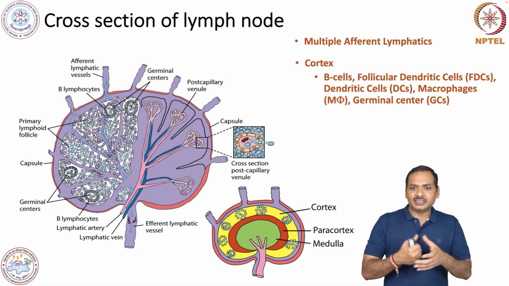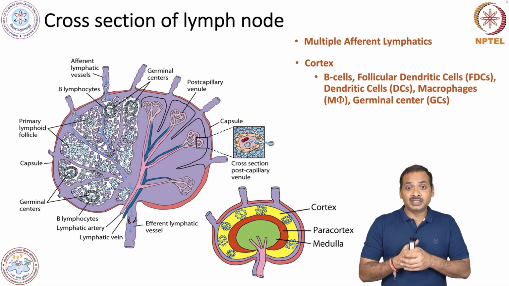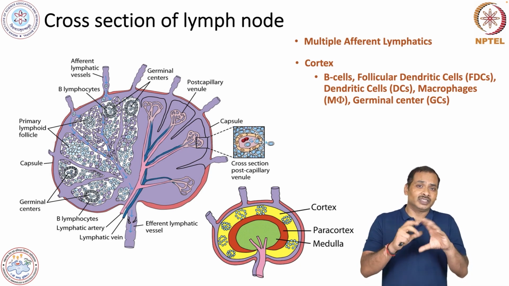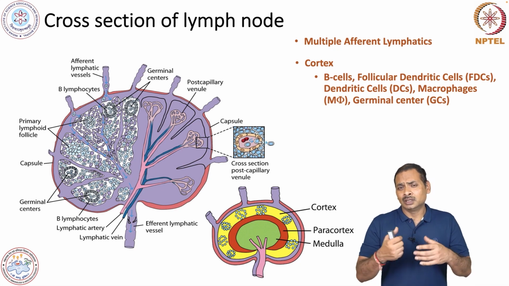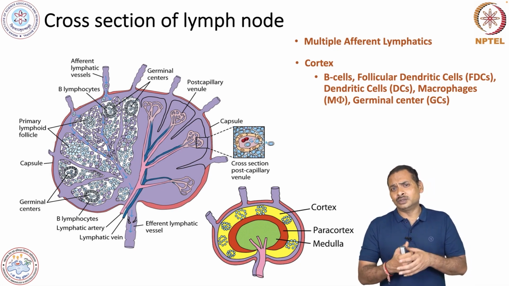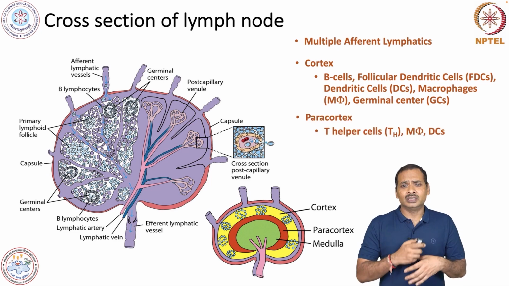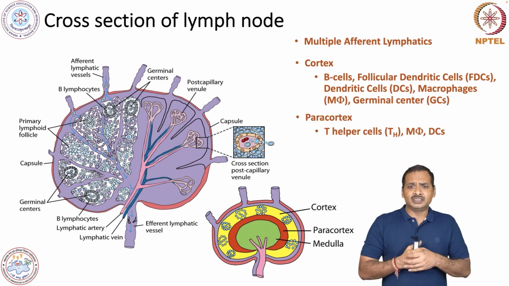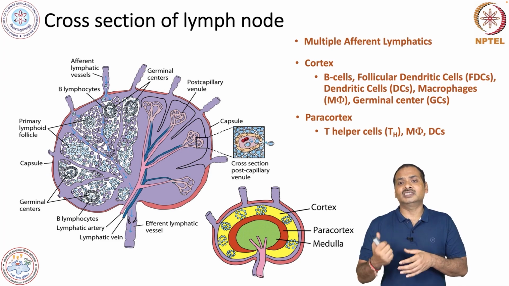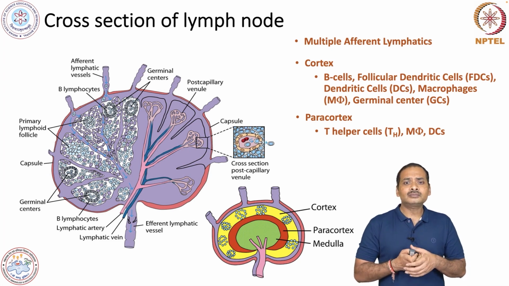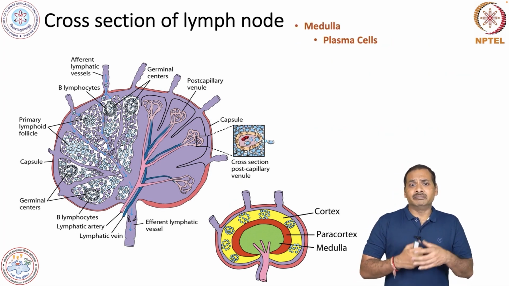There are macrophages in the cortex, and there is a germinal center, as I have explained. It's a very active region where B cells are differentiated into plasma cells and produce the antibody. There is a paracortex region which is rich in T cells, T helper cells, macrophages, and dendritic cells. Okay, and there is a medulla region.